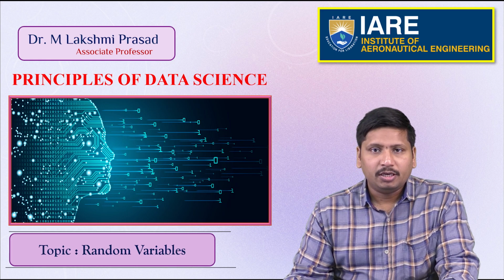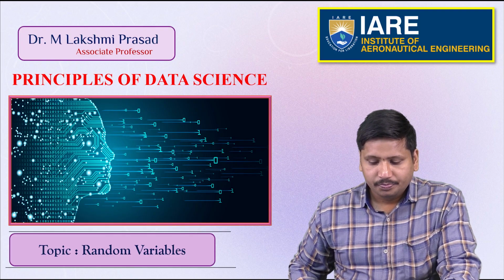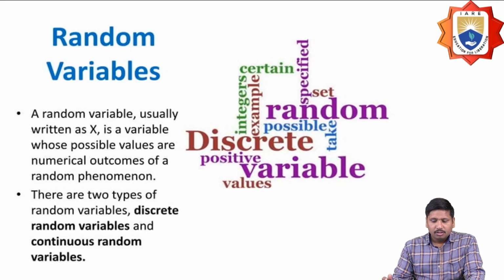Aeronautical Engineering, Hyderabad. In this video, I'm going to discuss random variables. A random variable is nothing but a variable whose possible values are numerical outcomes of a random phenomenon. And there are two types of random variables. The first one is the discrete random variable, and the second one is the continuous random variable.